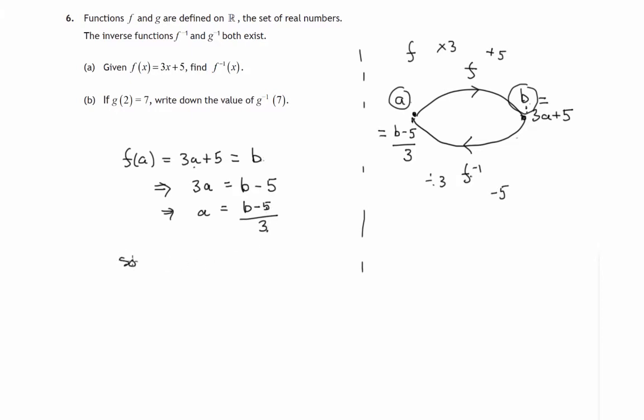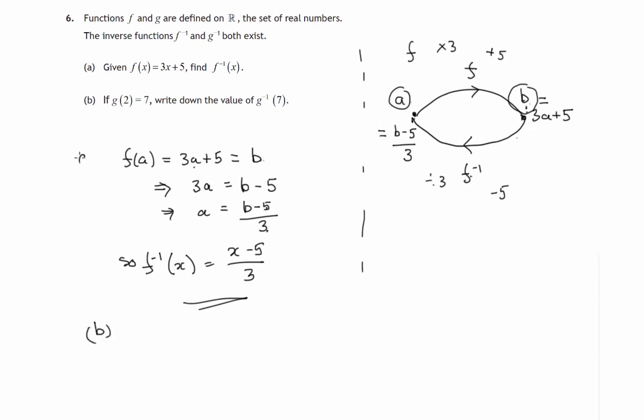So therefore, what would it do to x? It would take away 5 and divide by 3. Normal descriptions of functions involve x. Up here, f was described by what it does to x. It gets 3x plus 5. So what does f to the minus 1, the inverse of f, do to x? It takes away 5 and divides by 3. So that's the formula for f to the minus 1 of x, the inverse of f.